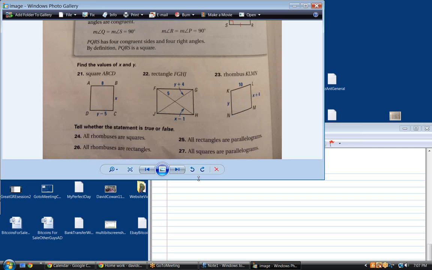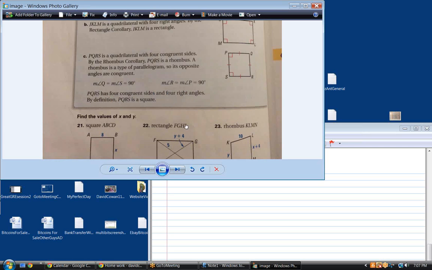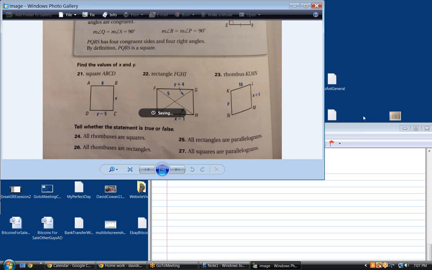Okay, 25. All rectangles are parallelograms. True. All rhombuses are rectangles. False. All squares are parallelograms. True. It must be the even ones are false and the odds are true. No, just kidding.